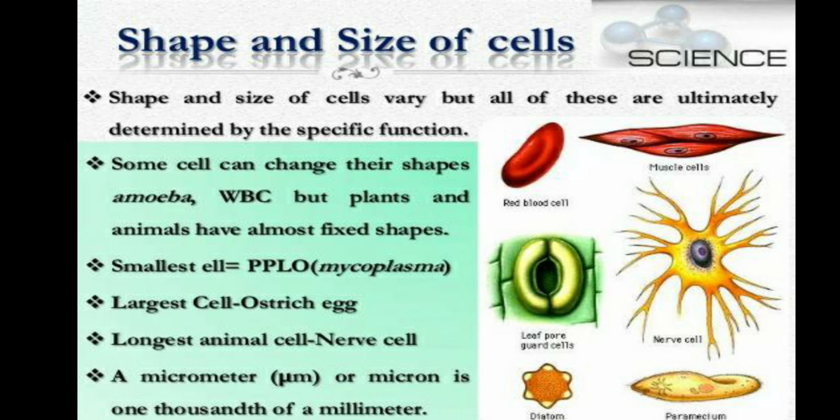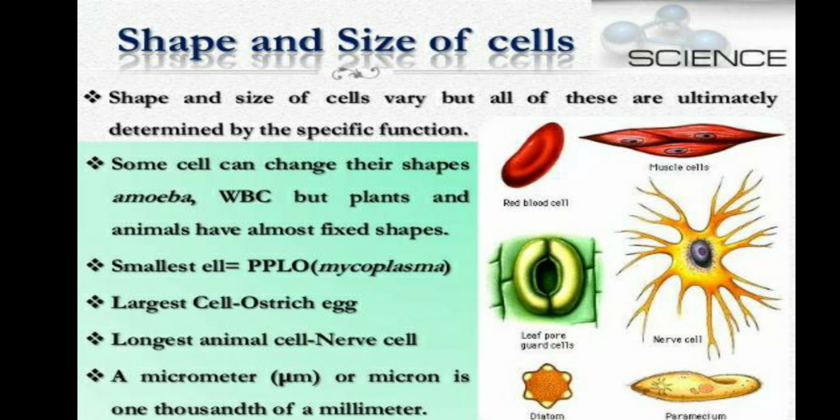Okay. So shape of a cell basically depends on the function of the cell. Cells may be round or biconcave like our red blood cells. Cell may be irregular in shape like amoeba or our white blood cells. Cells may be long and narrow like our epithelial cells. A cell can be branched and long like our nerve cell.